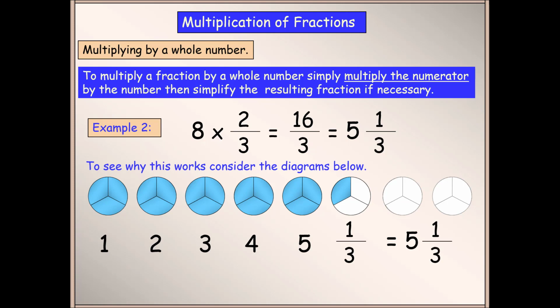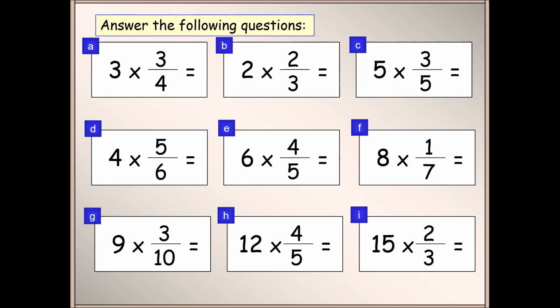How do we quickly do that? We multiply the numerator by the whole number, that is 16, and we divide it by 3. Now we convert the improper fraction to a mixed number. How many times does 3 go into 16? 5 times, and the remainder is 1/3. Pause the video now and try to do these for yourselves, and then mark your work.